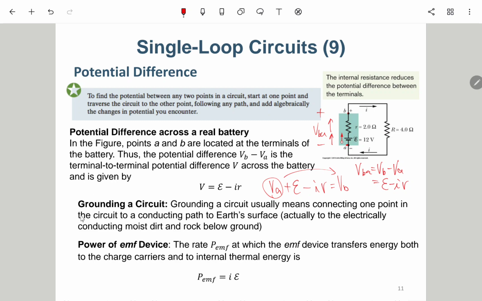It also mentions grounding a circuit here. Just as I mentioned, when you solve a circuit, you can arbitrarily define only one point to be the ground. Only one point to be the ground. You cannot define more.